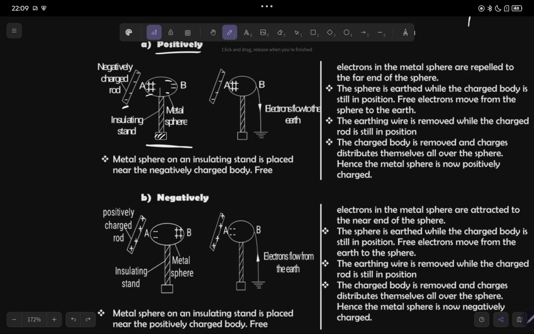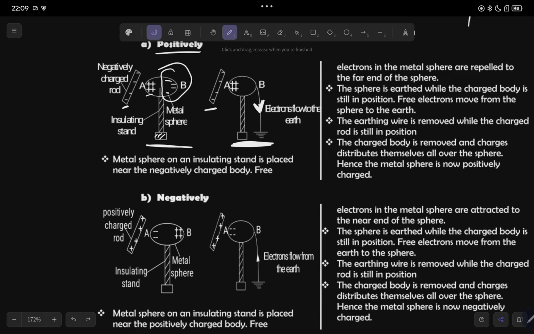Step number two: while we are still holding the charging rod in place, we shall earth the metal sphere. We connect the earth to the metal sphere. When we do so, the negatives which had been repelled to one side will now flow to the earth. Electrons will flow to the earth. Here they are moving, going to the earth, leaving behind our positive charges.